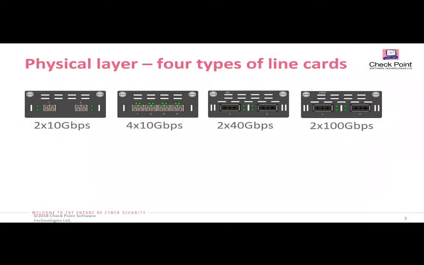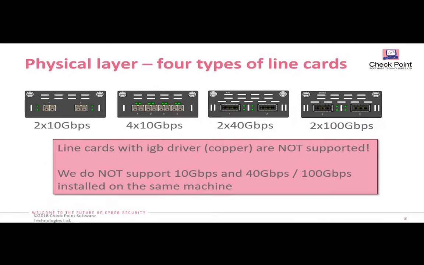So earlier I had talked about what the requirements are for a security gateway module to work in a Maestro deployment. You need a line card that has support for both LLDP and dual VLAN. Also, line cards that use copper are not supported. And if you have a security gateway module that has both 10 gigabits per second and 40 or 100 gigs per second installed on the same appliance, that's not supported.